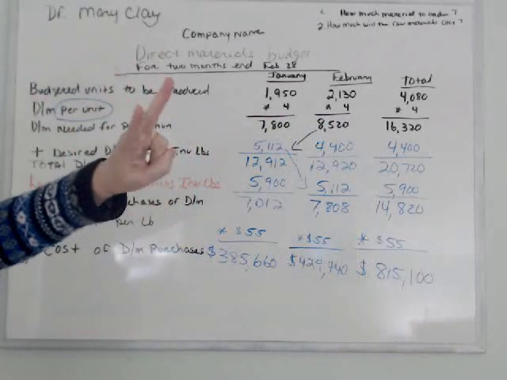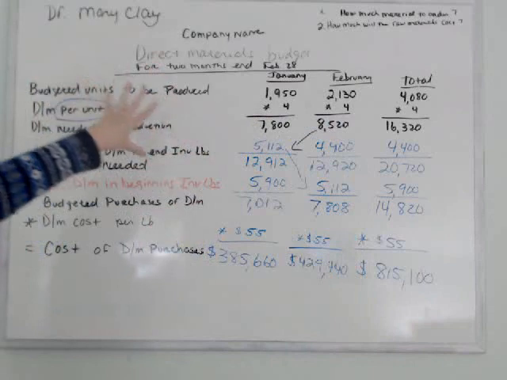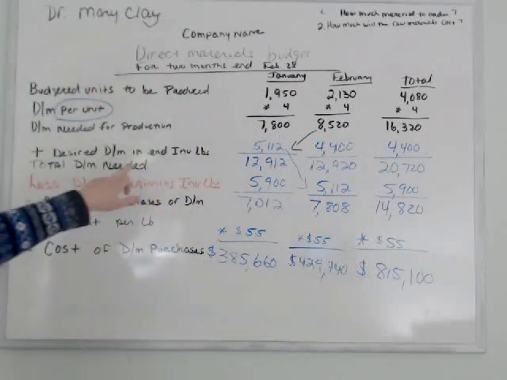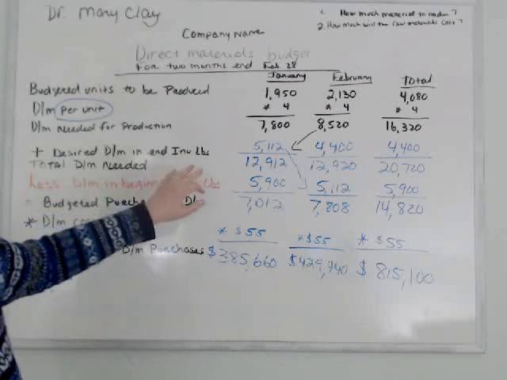That's how you put together your direct materials budget. This is only for 2 months, so make sure you read the problem. What percentage are they saying they desire in ending inventory?